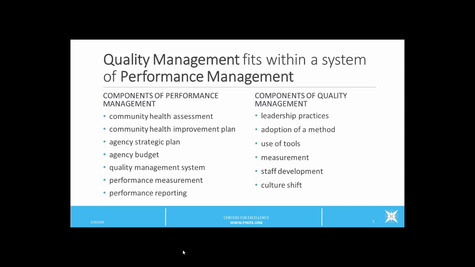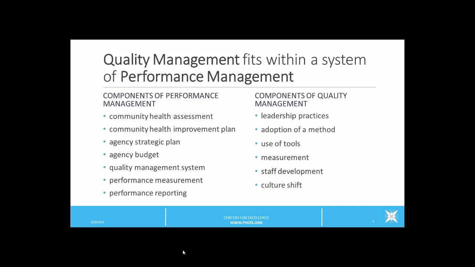Quality management is part of creating a work culture that supports continuous learning and improvement. In the performance management system, quality improvement and its focus on the nuts and bolts of work processes has a place along with community assessment and improvement planning, strategic planning, measuring and reporting strategic results, and the use of standards such as the public health accreditation standards and measures. Performance management is led by agency leadership, while quality management is led by staff. And both provide important feedback to everyone in the agency as well as stakeholders.